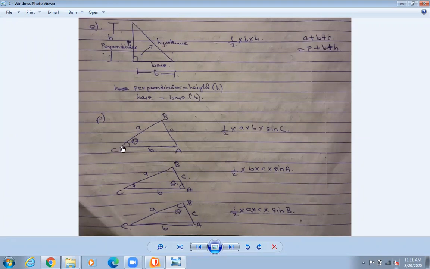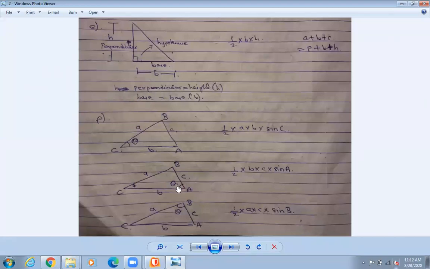So what are the values? We write sin C. Sin C is the angle. And what are the two arms? One is A, the next one is B. So half into A into B into sin C. That will be the formula.